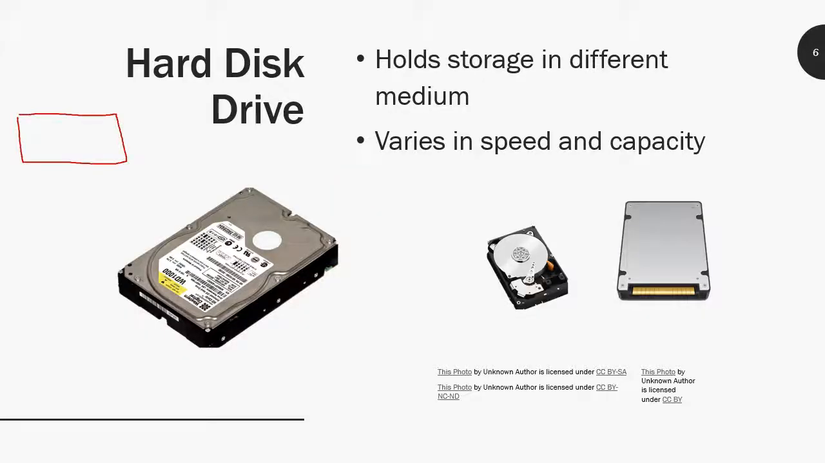After the RAM has that information, it's going to send it somewhere more permanent. This is a hard disk drive. It holds storage, and it holds it in different mediums. It varies in speed and capacity. So we're going to talk about the different mediums. There's some old school mediums, which are tape drives, which are very legacy, not really going to be covered on this course, but it's for a more advanced course.